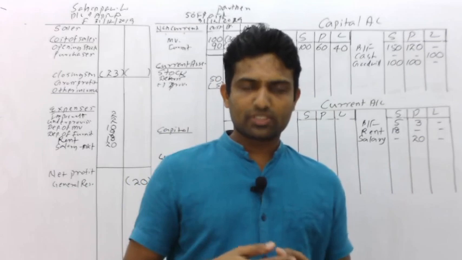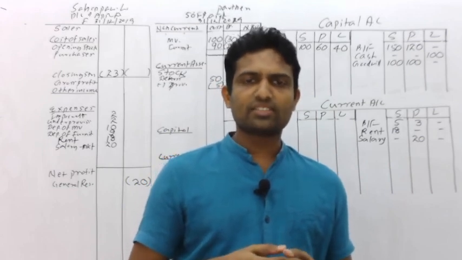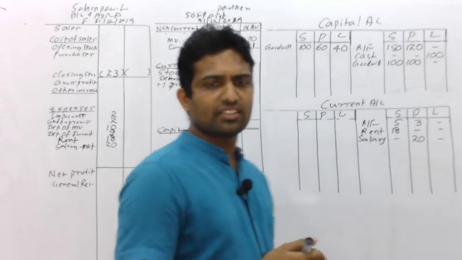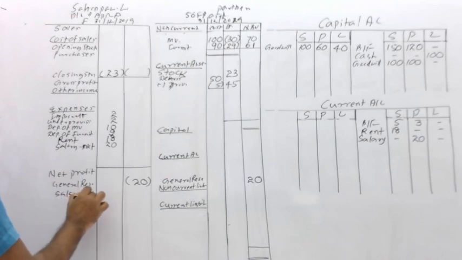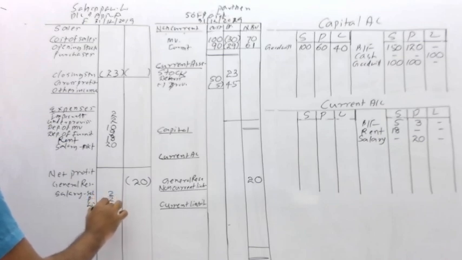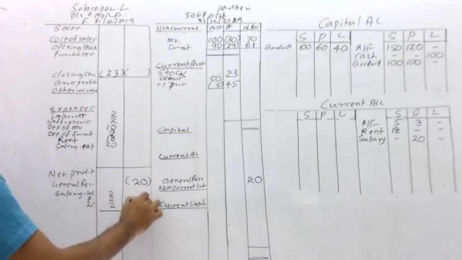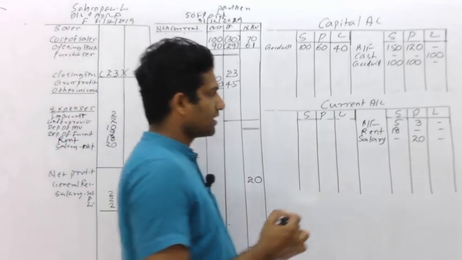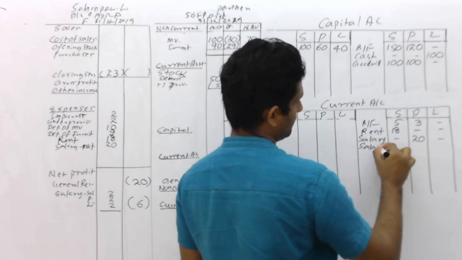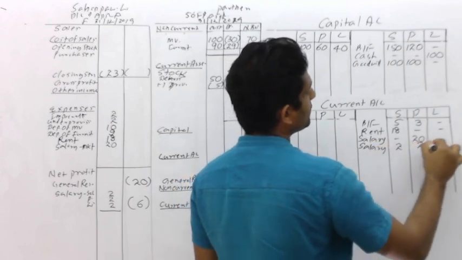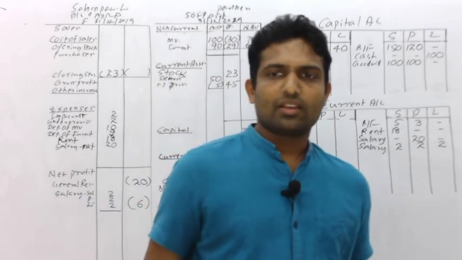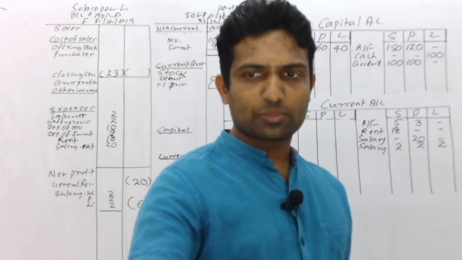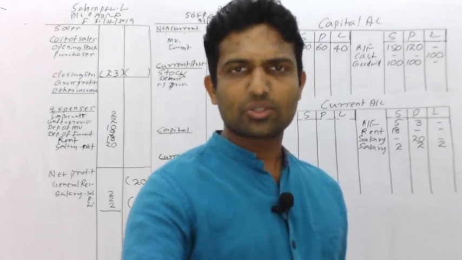The initial adjustments before the trial balance. Annual salary of each partner is 2,000. Take salary 2,000: Sahan, Pawan and Leon, 2,000, 2,000, 2,000. Credit these partners' current account salary, 2,000 each, all partners. Now go to the adjustment that we have skipped.